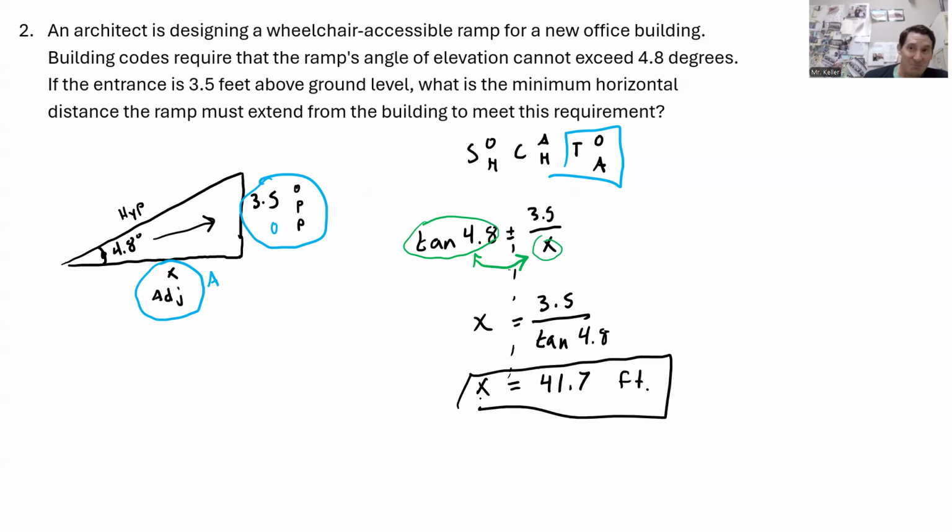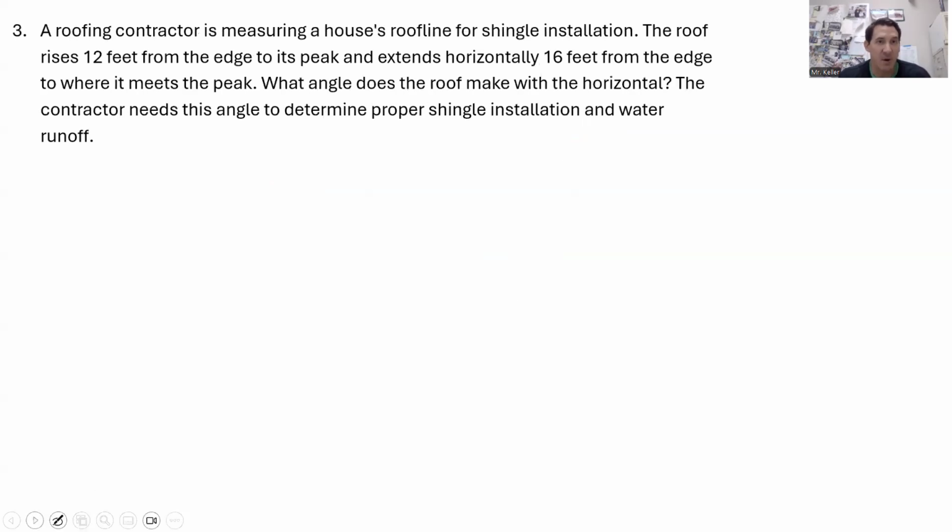That's going to be a long old ramp. It's going to end up being like a 50-foot ramp, 45-foot ramp. Oh well, yeah, I guess that makes sense. 3.5 feet is actually quite high. If you think about it, that's not one step. So that does make sense. 41 feet is that horizontal distance that they need to make. And then if they want to go a step further and figure out how long the ramp needs to be, they can use Pythagorean theorem or trig again. But anyway, let's move on.